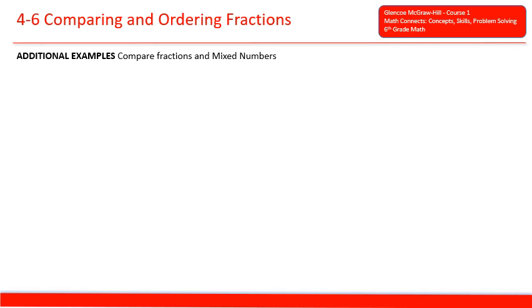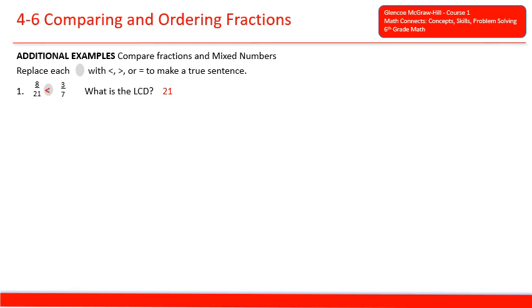Additional examples: compare fractions and mixed numbers. Replace the shaded area with less than, greater than, or equal to make a true sentence. 8/21 and 3/7. What is the LCD? It's 21. So if we make 3/7 with an LCD of 21, it's going to be 3 times 7 to get 21. So 3 times 3 is 9 over 21, and that's greater than 8 over 21.